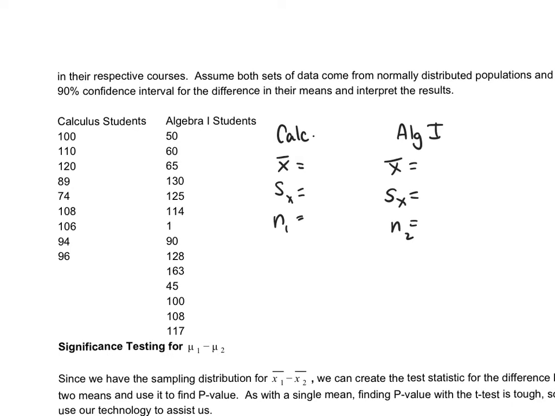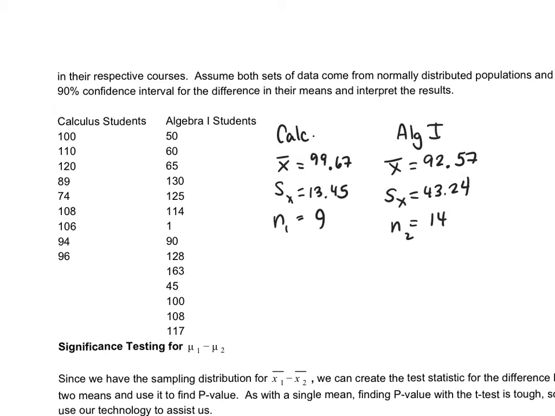So for calculus, their average was 99.67. Standard deviation was 13.45, and we had 9 students. Now, that's not 30, but we already assumed it's normal, so we're not going to worry about that. Algebra 1 had an average of 92.57, standard deviation of much larger, 43.24, and there were 14 in that sample.